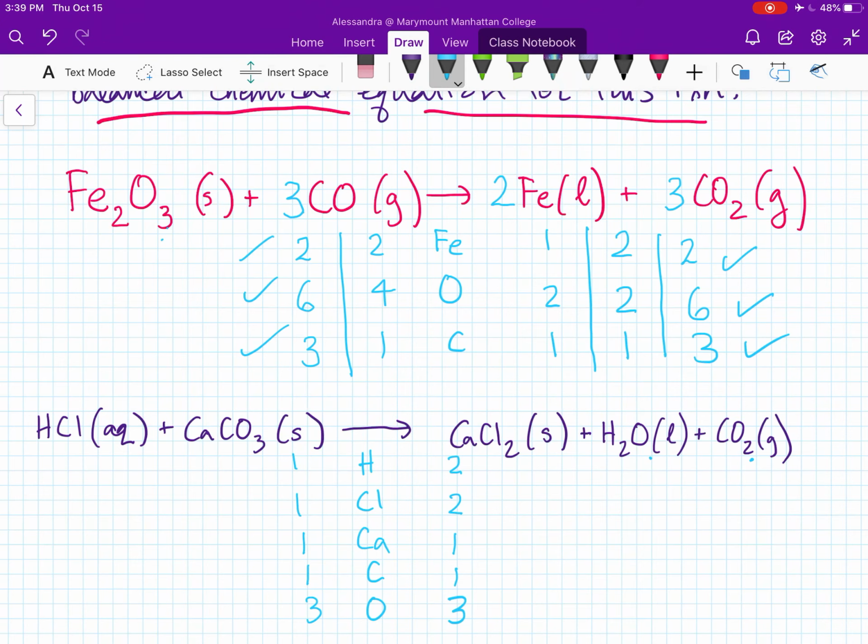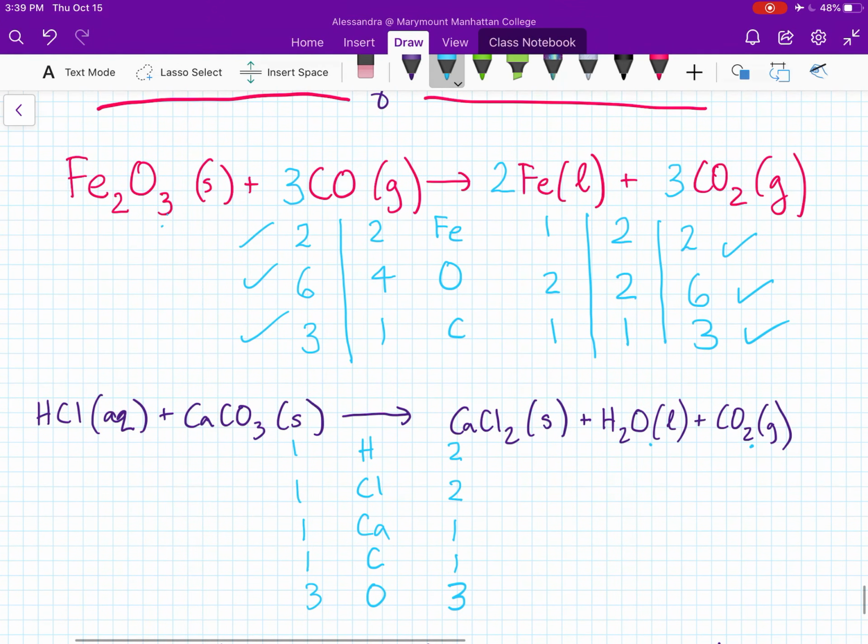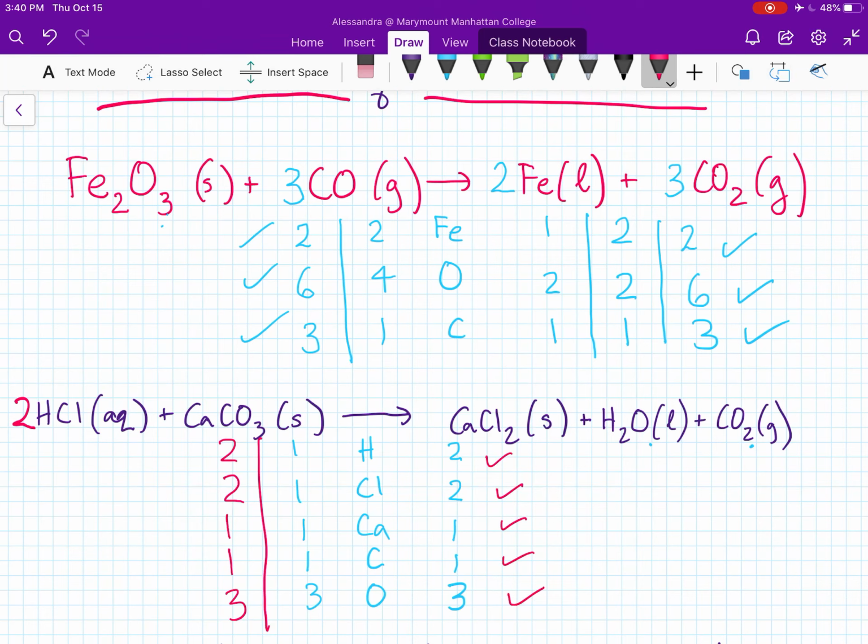So the calcium, carbon, and oxygen are all balanced in this one, but I need to balance the H and the Cl. And lo and behold, it's going to be very easy to do. All I need to do is put a 2 here, and voila, everything comes into balance. 2, 1, 1, 3 matches the 2, 1, 1, 3 over here. So sometimes a reaction that looks long and complicated can be balanced really easily.